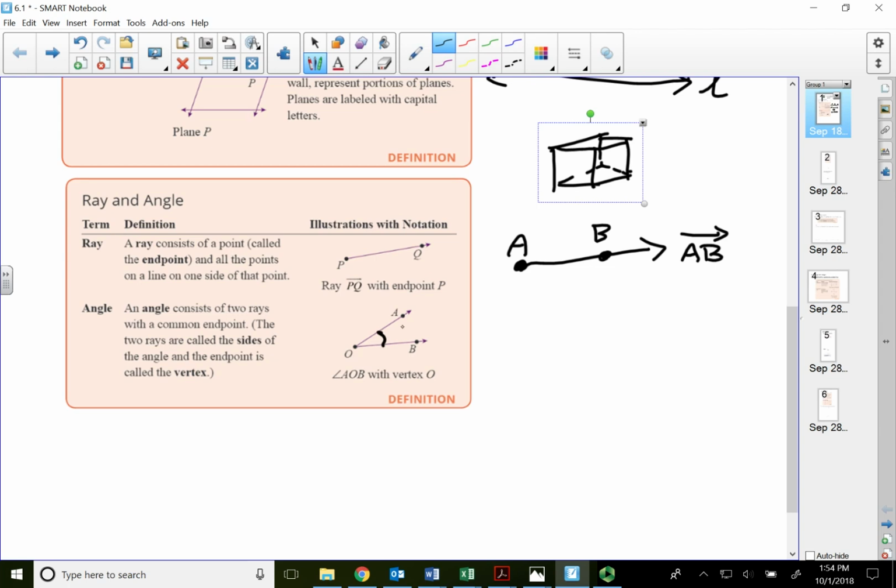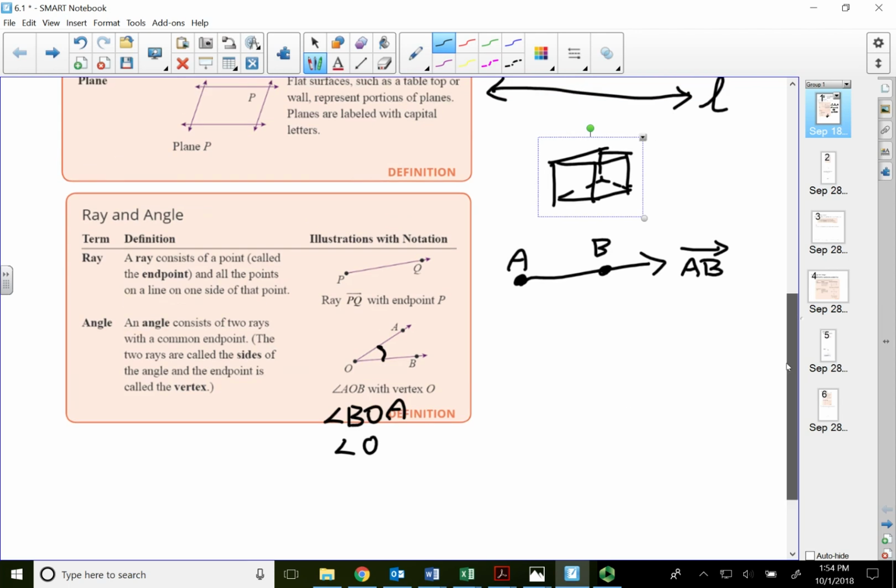When we read this angle, we can read it as from A to O, that's 1 ray, and then from O to B. Rather than write down the letter O twice, we only write it 1 time. I can also read this angle as from B to O, and then from O to A. That's another way to read it. Or I can simply call this particular angle O. So we have 3 different ways we can read an angle.